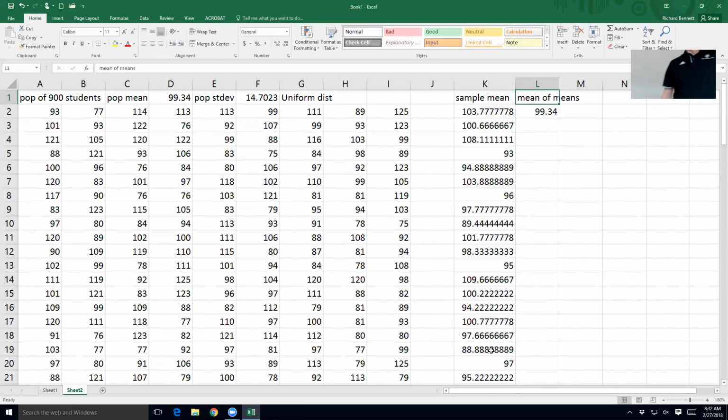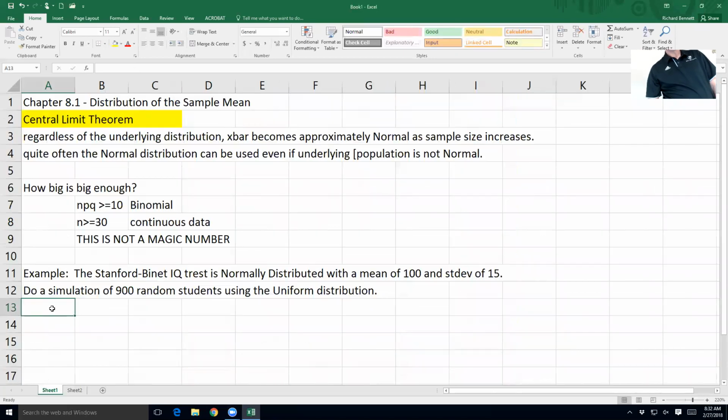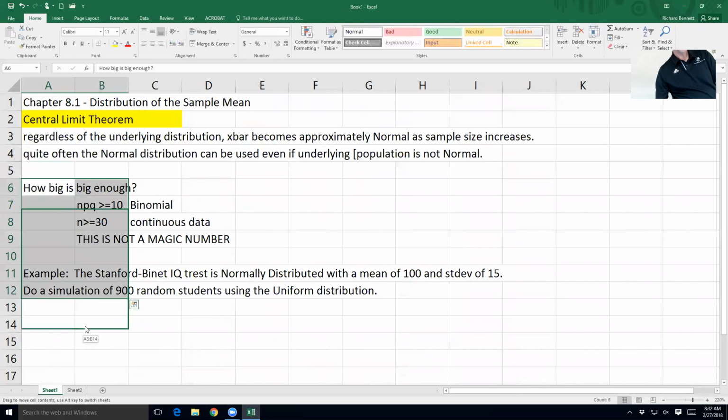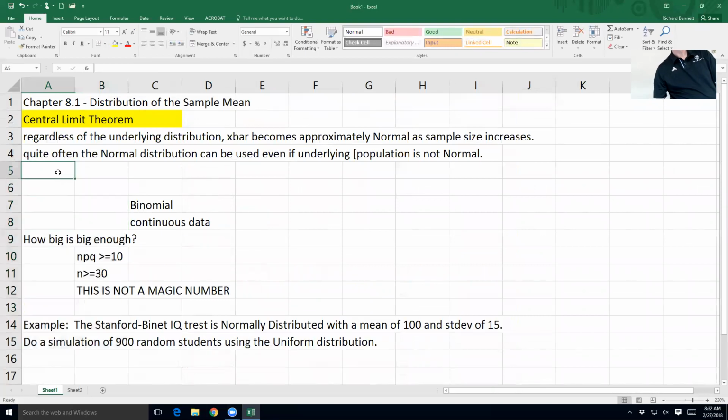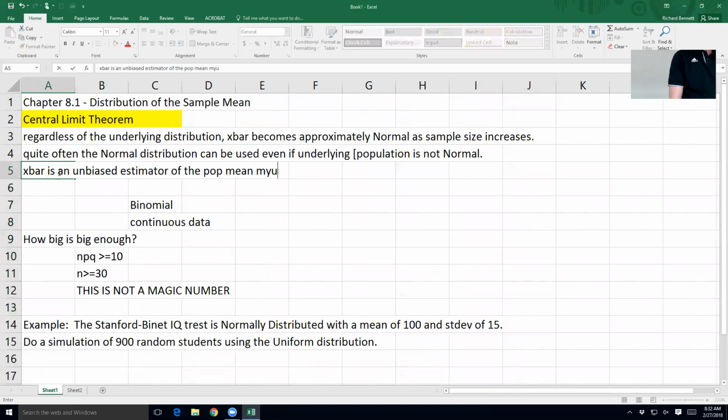So that's really cool because what it means here, I'll add this to the central limit theorem. It should have come out exactly the same. If it did come out different, you did something wrong. But what it means is X bar is an unbiased estimator of the population mean mu. Yours should have come out exactly whatever your population mean was. Which is really super cool.